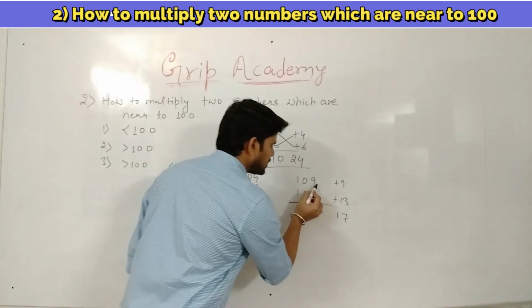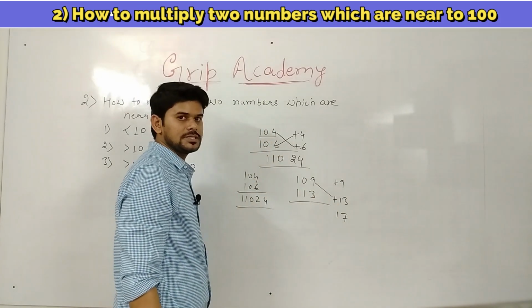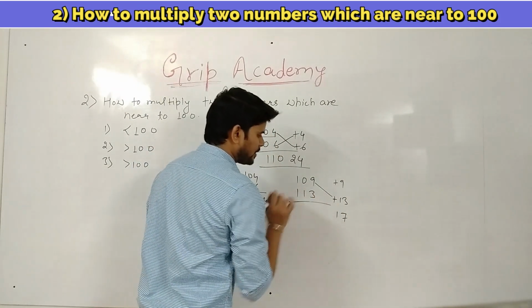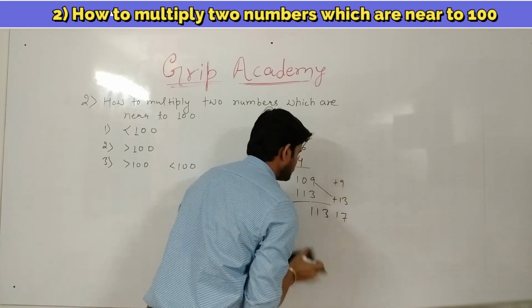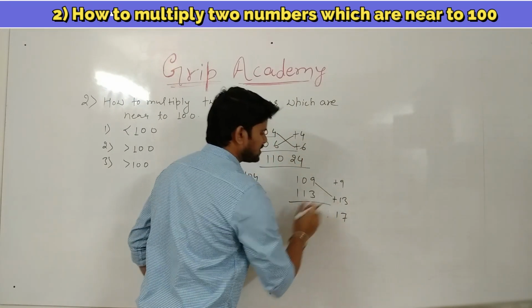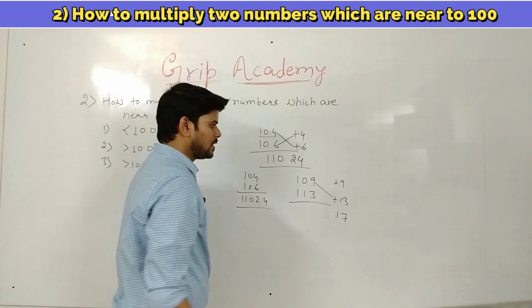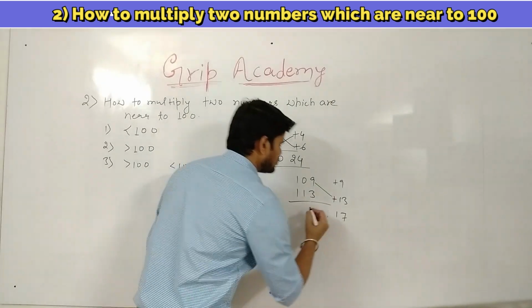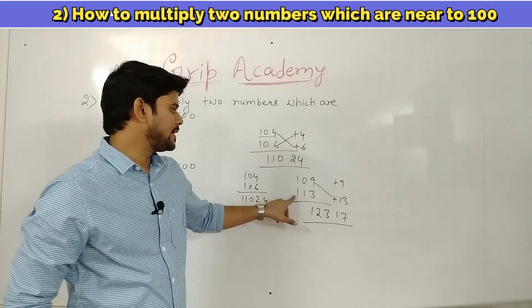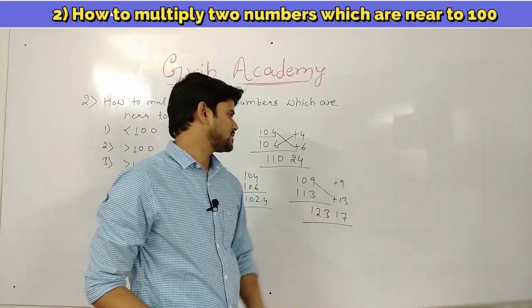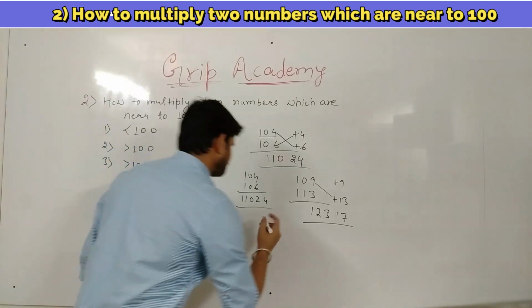Okay, now add them. So 109 plus 13 is how much? Sorry, 109 plus 13 is how much? 122 and 122 plus 1 carry, so it will become 123. So 109 into 113 is how much? 12317.